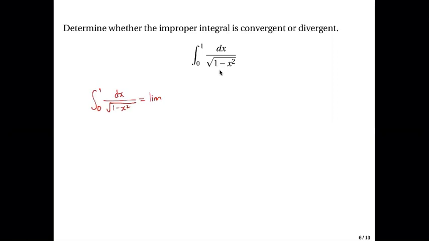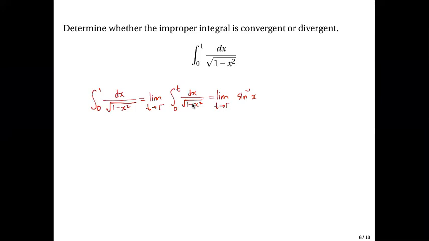This is equal to the limit as t goes to 1 from the left of the integral from 0 to t of dx over the square root of 1 minus x squared. If you remember, this integral is the inverse of sine. So this is the limit as t approaches 1 from the left of sine inverse of x.